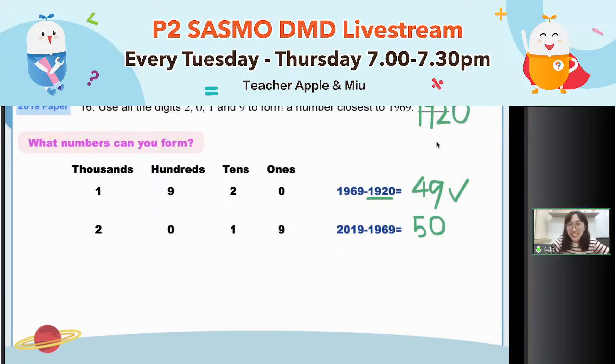Some students just write down 49 as the final answer. No, okay? Read the question carefully. Understand now? Okay, be more careful. Yeah, it should be 1,920.